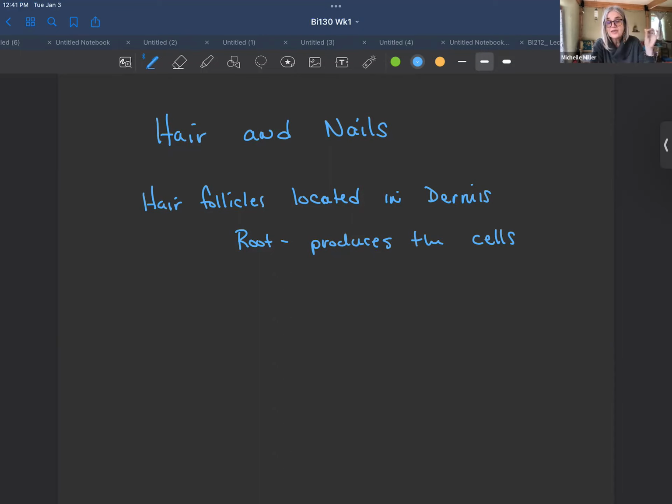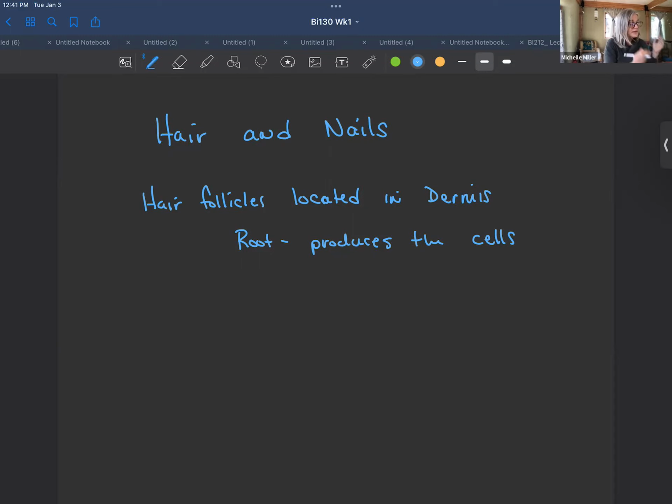So the root is the very dark bulb. It's the bulb at the end of the hair, and sometimes it's very dark colored. And that is where we have those melanocytes that give your hair its colored pigment. That is also where we have cells that are undergoing cell division in order to allow the hair to grow.